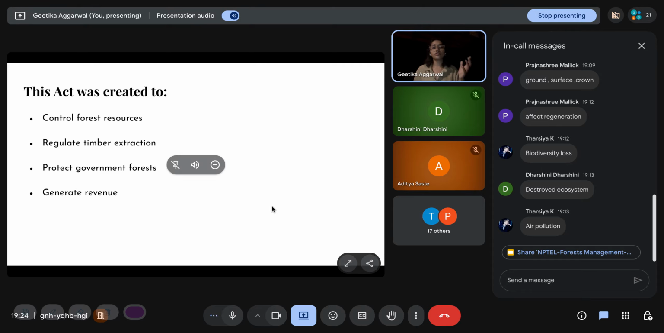So something you can notice very easily is that there's no way in which they're talking about how to protect wildlife, how to protect biodiversity, loss of biodiversity, how to protect forest land. None of this comes under this act. So at that point, they were not thinking about all of this.